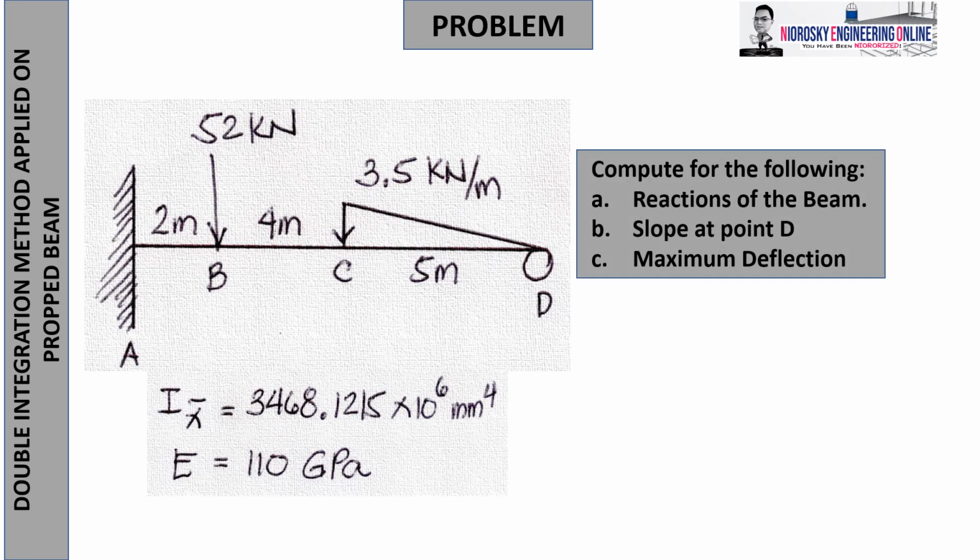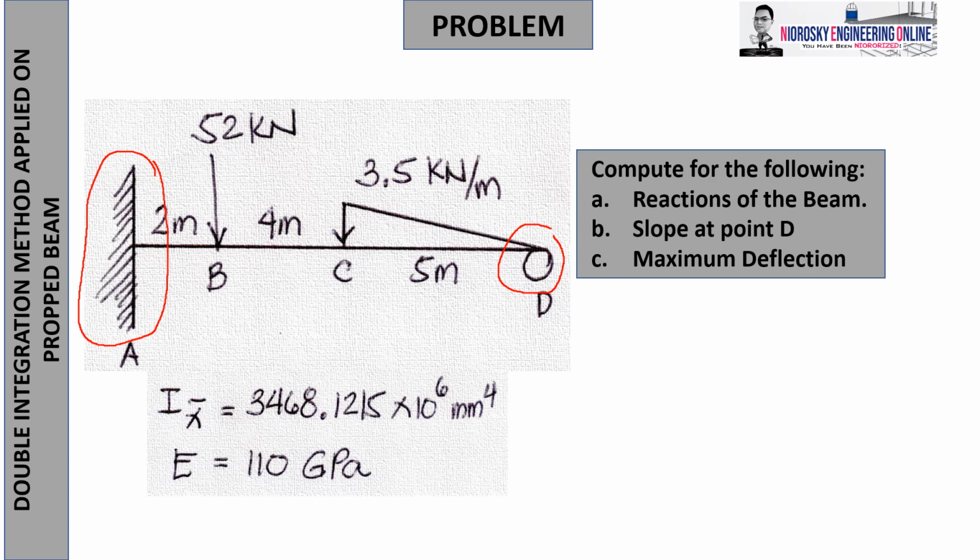Okay, suppose that we have this type of beam. We are to compute the following, given the inertia and the modulus of elasticity. We have to find the reactions of the beam, the slope at point D, and the maximum deflection. This is a prop beam because we have a fixed support at A and a roller support at D. What makes a beam called a prop beam is that one of the supports is fixed and the other support is hinged or a roller.